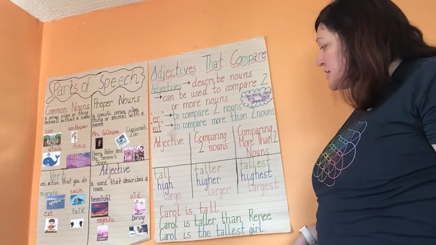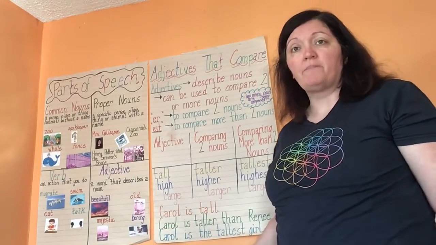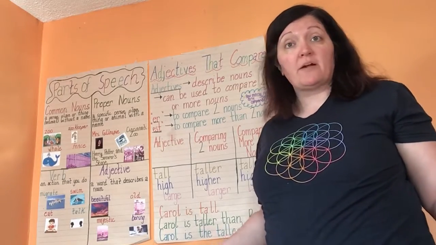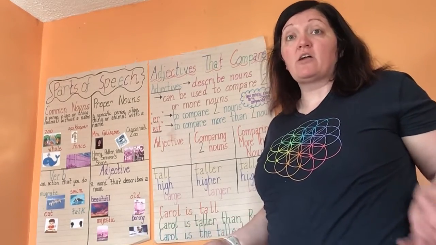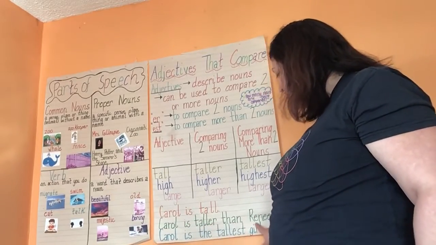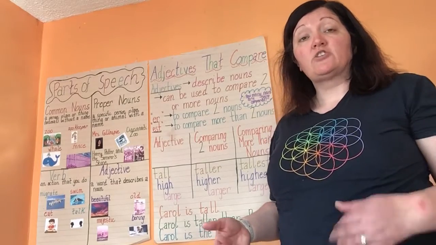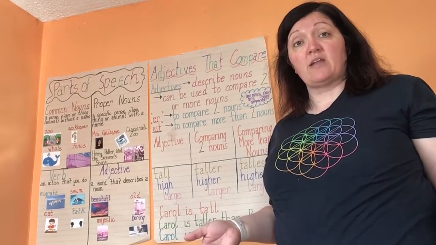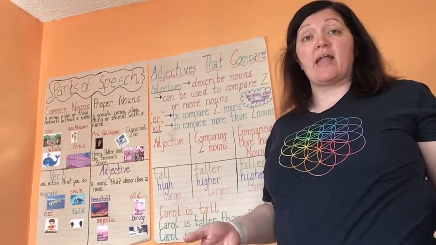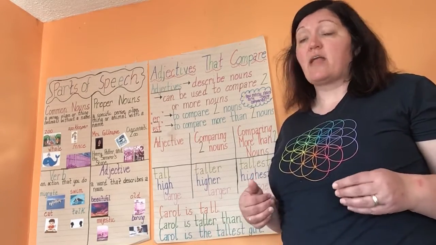Let's look at a couple of sentence examples. Carol is tall. We don't know how she compares to everyone else, but when we look at her, we think, oh, she is tall. Carol is taller than Renee. Now I know in my head that Carol is taller than the other person, Renee. If I was to picture them, I would picture Carol being a little bit taller or maybe a lot taller than Renee.